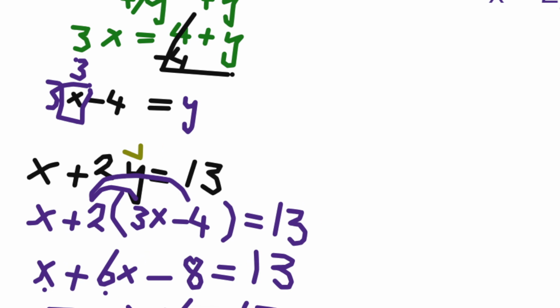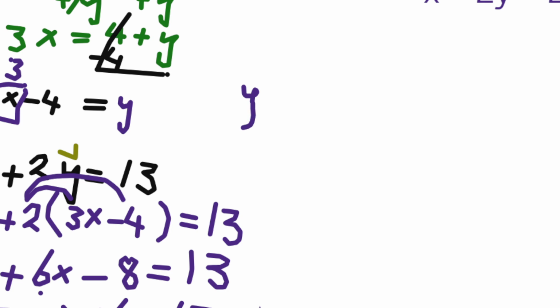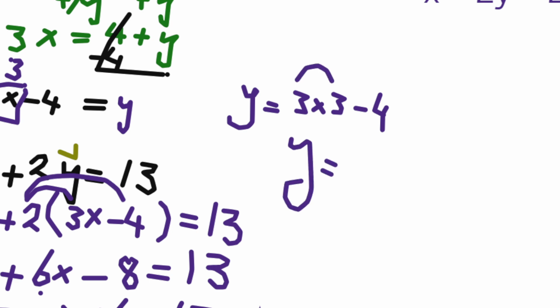So y will equal 3 times 3 minus 4. y equals 3 times 3 is 9. 9 minus 4 is 1. Now we got the x and y.